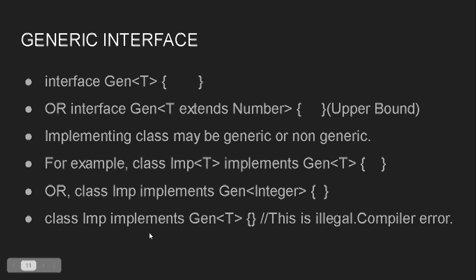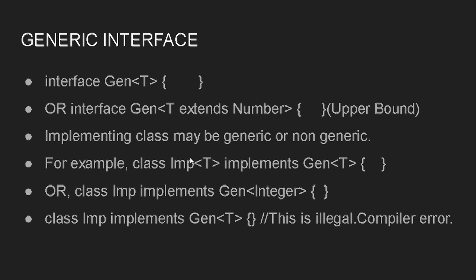Class Imp implements Gen T. This thing is illegal, it is not allowed. If you try to write this particular statement in your IDE, or in a program, and try to execute it, you can do it right now, I have no objection to that. But what you will find is this statement is not going to get executed. The reason is that the compiler doesn't know what the definition of T is. It thinks that T is not defined.